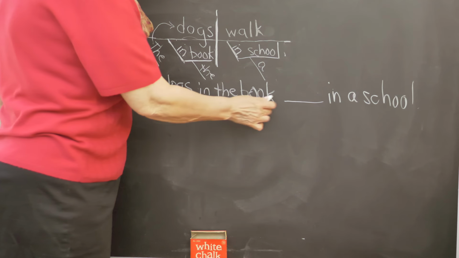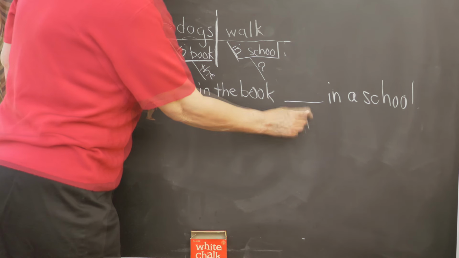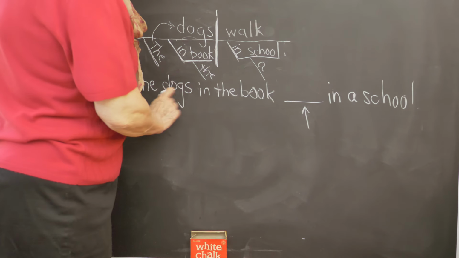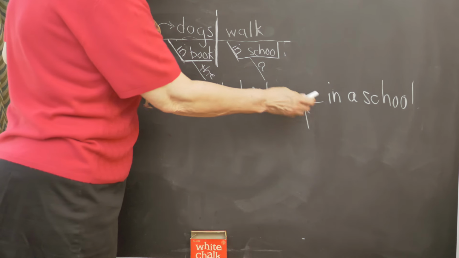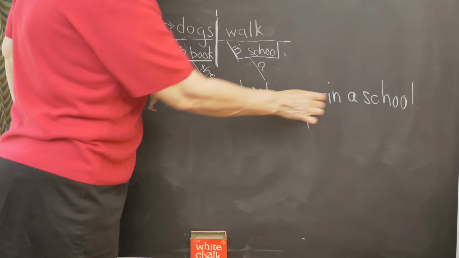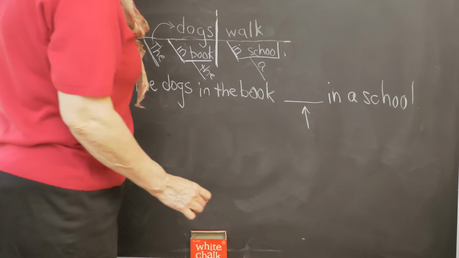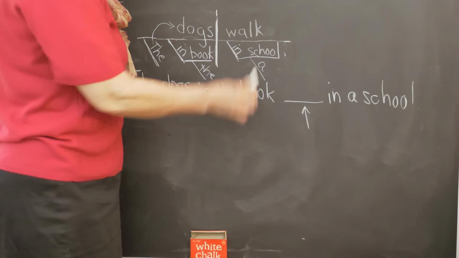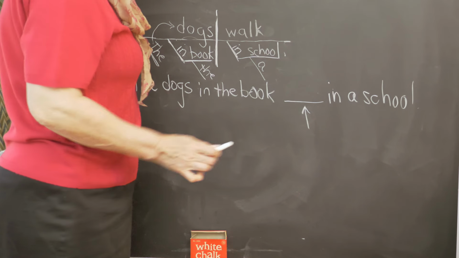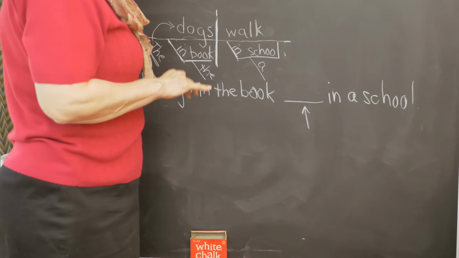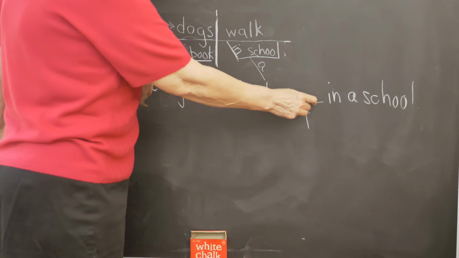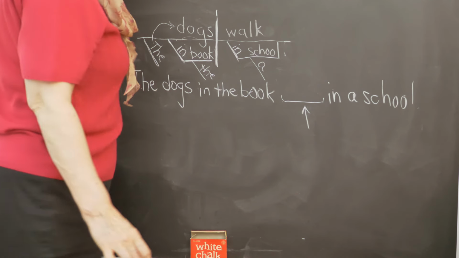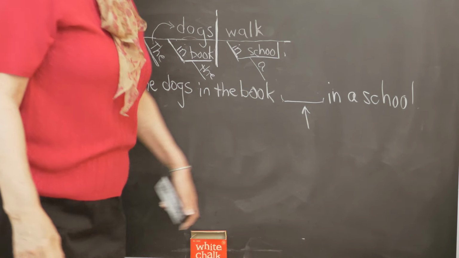Dogs in the book, and then we're going to put a verb right here. The dogs in the book do something in a school. And then we can use the verb that we've been using, or if you'd like to try another verb, that's fine. But can somebody give me a verb that fits right there in that sentence?